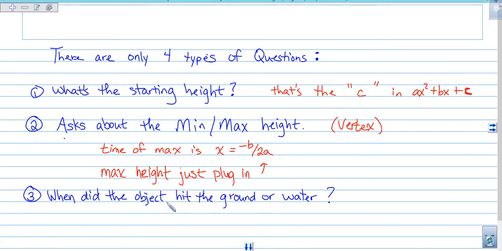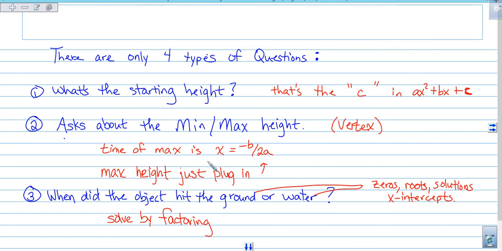The next thing they'll ask you is, when did the object hit the ground or hit the water? And we saw that, and that's when we would solve by factoring. The ground and the water represent those zeros, those roots, those solutions, the x-intercepts that we've been talking about before.